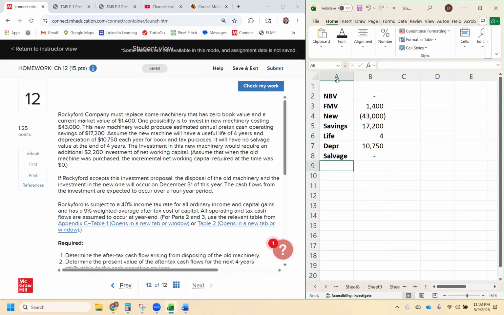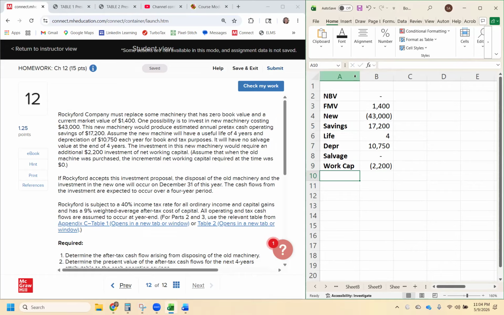The investment in this new machinery would require an additional investment of working capital. So working capital, we would have to do $2,200. Assume that when the old machine was purchased, the incremental net working capital required at the time was 0. So we don't have any working capital that's coming back to us when we retire the old machine.